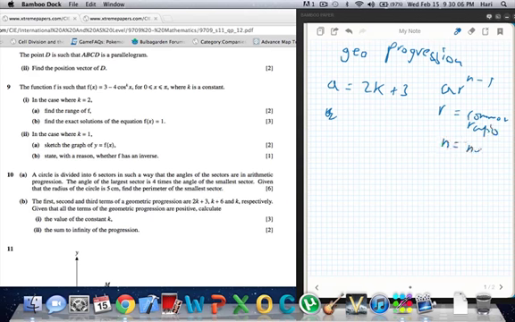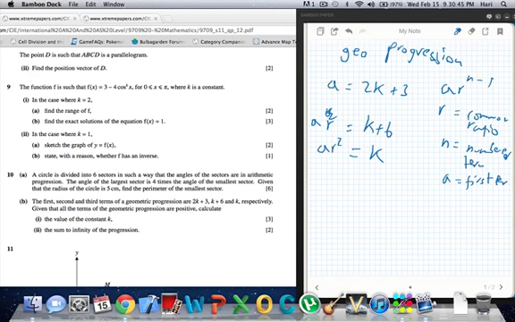N is the numbered term, same as before, and a is the first term. So we can say the second term is 2 minus 1, a into r to the power of 1, so ar is equal to k plus 6, and the third term, which is ar squared, because it's 3 minus 1, 2, is k, and k is a constant. Given that all the terms of the geometric progression are positive, calculate the value of the constant k.